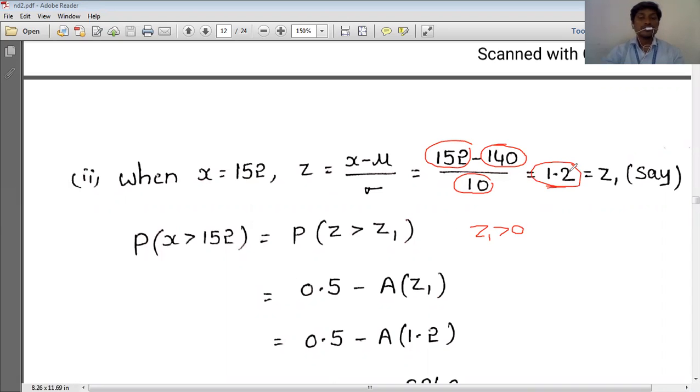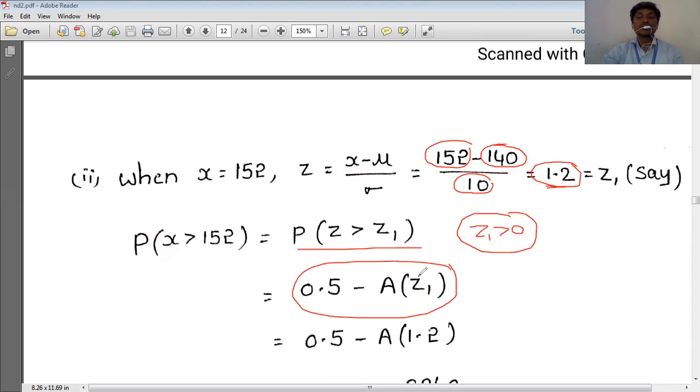So in step 2, is it case 1 or case 2? Here Z1 is greater than 0, so it falls under case 2, and we substitute case 2 here. For P of Z greater than Z1, the formula is 0.5 minus area of Z1. And Z1 is 1.2. So it is 0.5 minus area of 1.2.